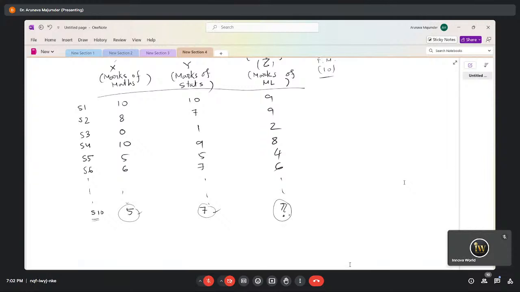You can see the marks of maths, our target variable. We only look at the target variable, and what type of data set it is, whether the data is continuous or discrete or categorical. You can see it is not categorical data. Marks is not categorical data.